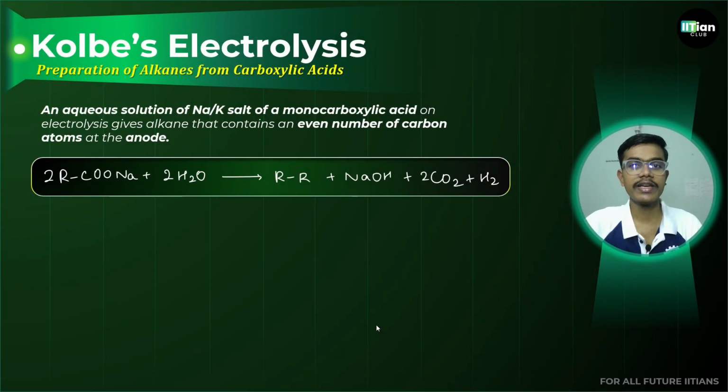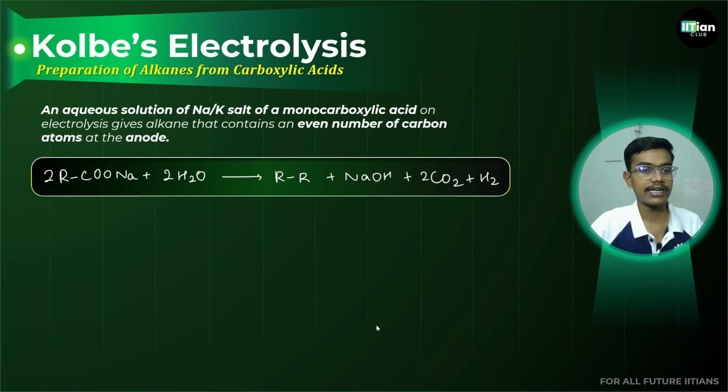Next, you have Kolbe's electrolysis, which is also used to prepare alkanes from carboxylic acid. Here, you have an aqueous solution of the sodium or potassium salt of a monocarboxylic acid, and the electrolysis gives an alkane with an even number of carbon atoms at the anode. Here also two alkyl chains will be combining together to form an alkane. You will see that now.